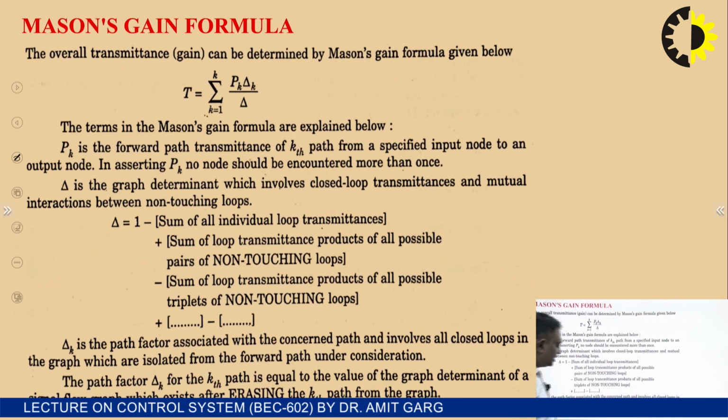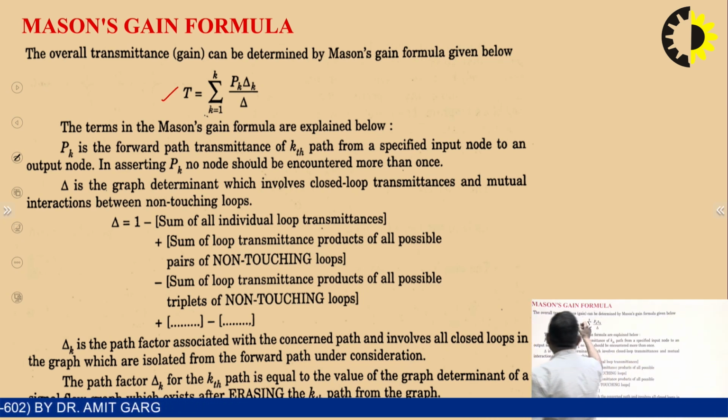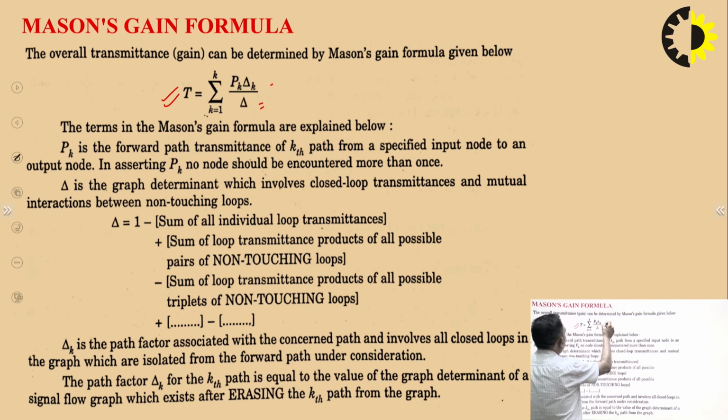So now we will see Mason's gain formula. What does Mason's gain formula say? This is the overall transmittance or overall transfer function of a system, where the formula is Pk delta k upon delta. The terms in Mason's gain formula can be explained like this: Pk is the forward path transmittance of the kth path from a specific input to an output node. It means first of all we have to find out how many forward paths are present in a given signal flow graph. So let's say if it is 3, then the k value equals 3.